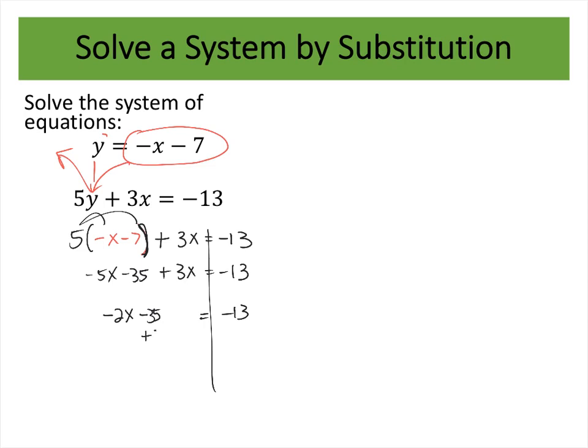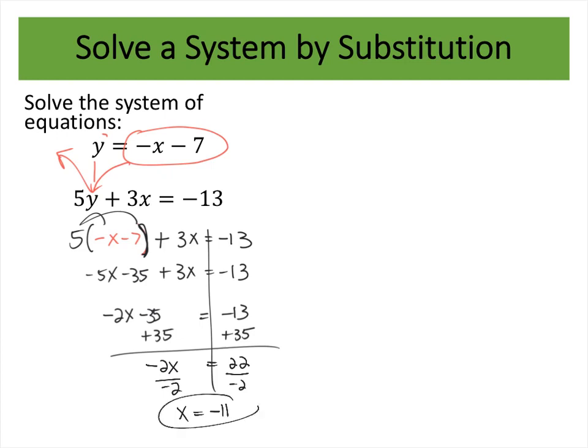I'm going to add 35 to both sides, and negative 2x equals 22. We'll divide both sides by negative 2, so x equals negative 11. Now we are not done yet because remember, a solution to a system includes an x value and a y value. And right now, we only have an x value. So our x value here is negative 11.